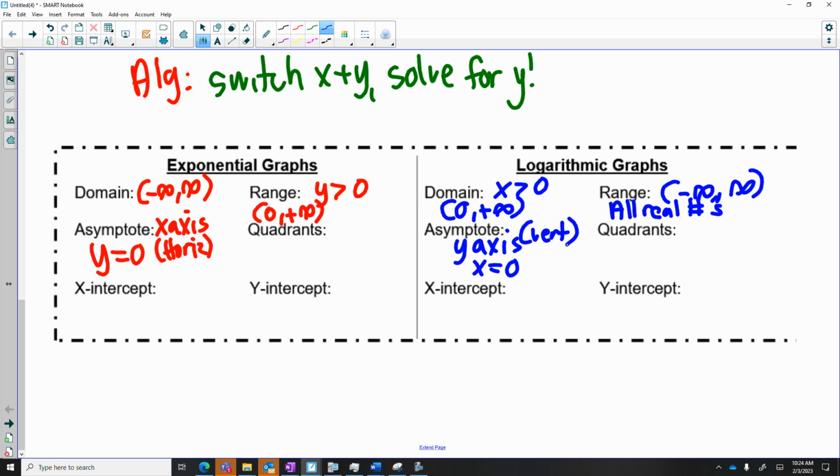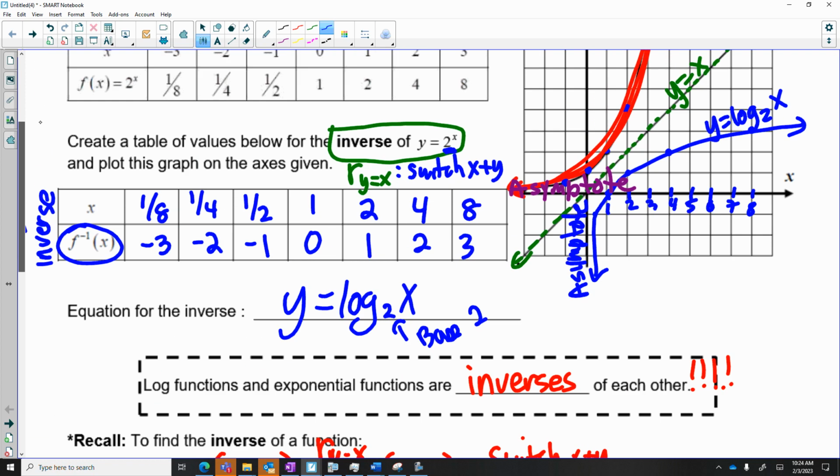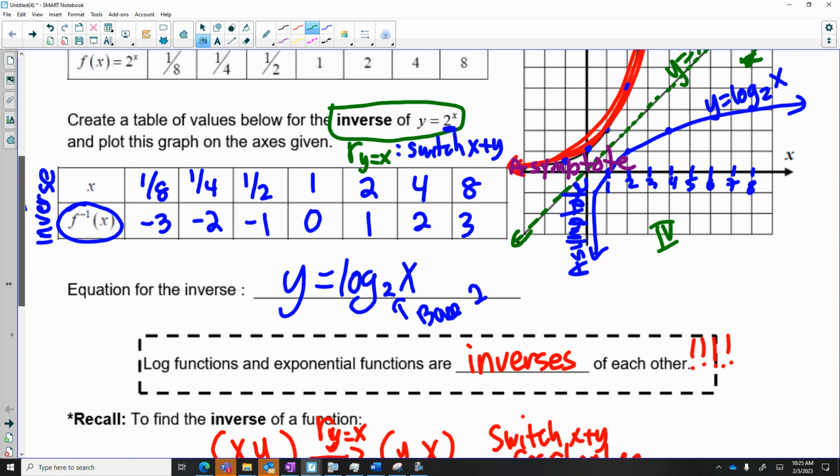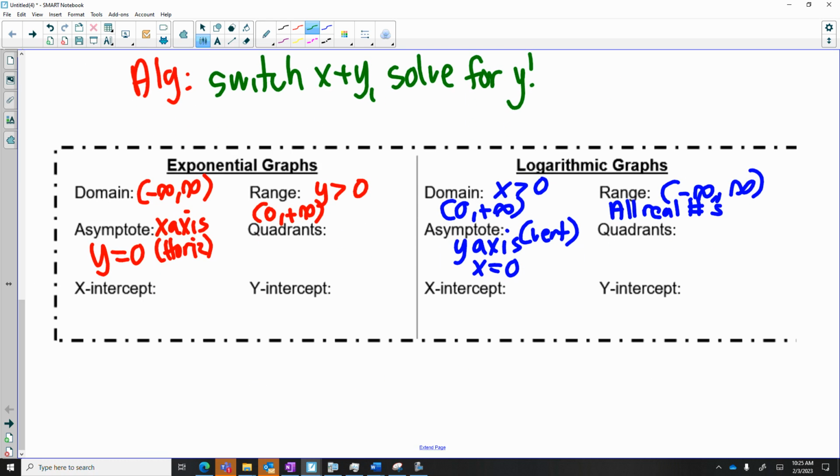Now the quadrants that it lies in, the original lies here and here in quadrants 1 and 2. And then the inverse lies in quadrant 1 and quadrant 4. Okay, so 1 and 2 versus 1 and 4. So let's put that in.